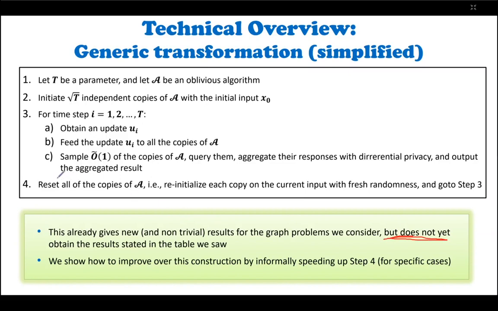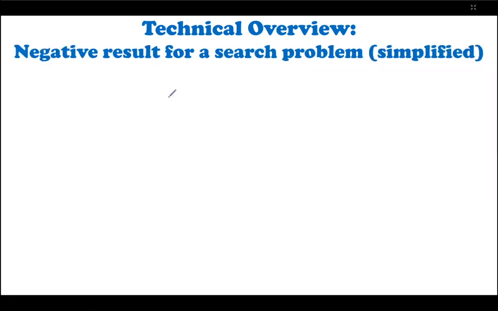Specifically, in the paper, we show that the runtime of step 4 can sometimes be improved, because we don't need to actually reset all of the copies, or we can do something softer. Okay, so that's the idea behind our generic transformation. And here is the idea behind our negative result for search problems.